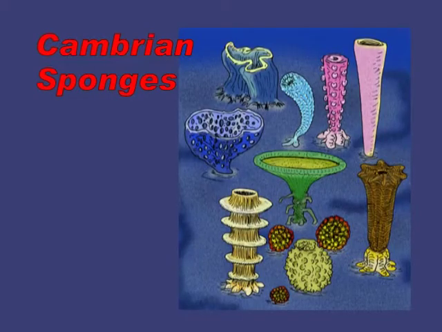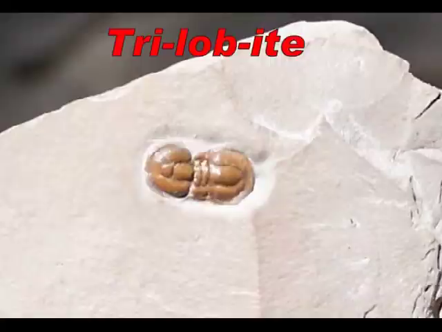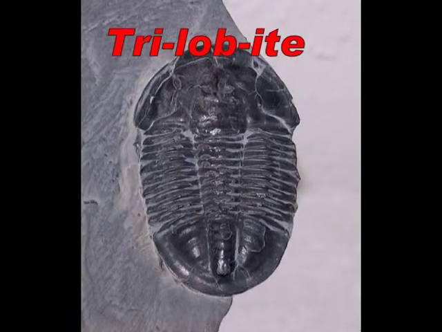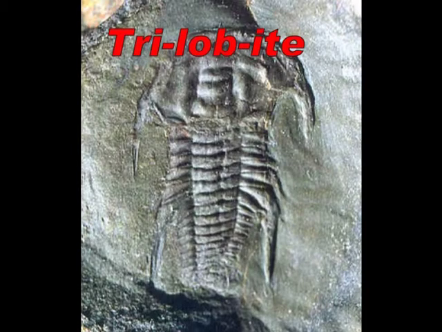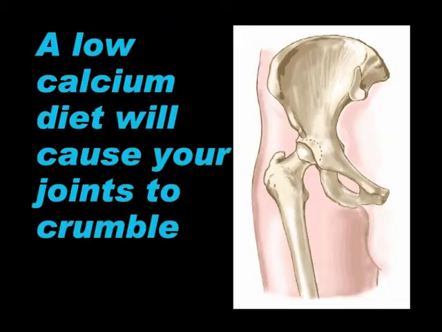At the base of the Cambrian period rocks above it, we suddenly have animals with hard parts. These are sponges, and these are trilobites, which dominated the oceans for 200 million years. The shells, skeletons, and hard parts of these animals are made of calcium carbonate. All animals with skeletons have a need for calcium.